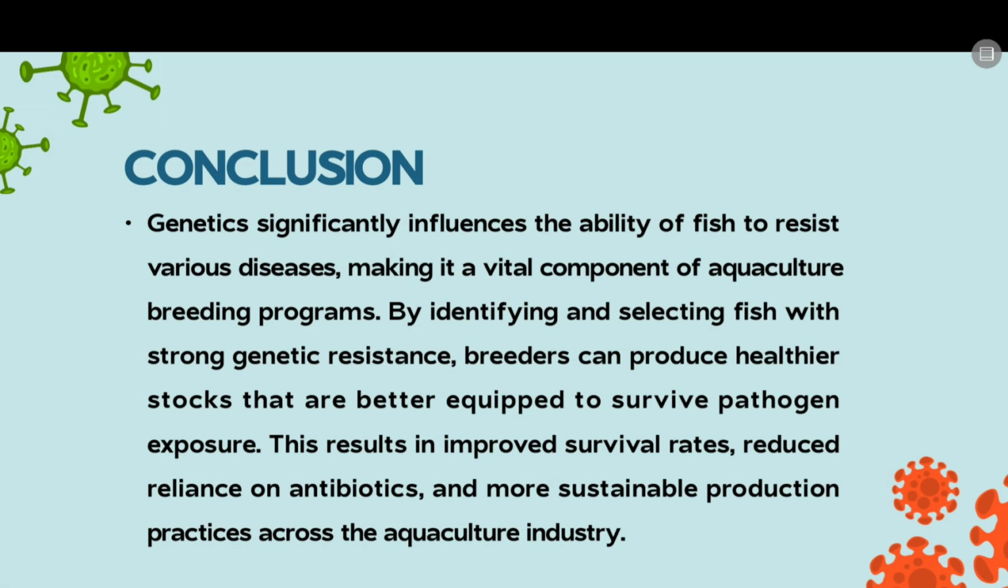This conclusion highlights the importance of genetics in shaping disease-resistant traits. It explains that resistance is not random. It's passed down through genes, meaning breeders can intentionally strengthen this trait through selective breeding by choosing fish that naturally survive disease challenges. Aquaculture operations can enhance population health and reduce the need for chemical treatments. This leads to long-term sustainability, healthier fish, and better overall production efficiency.